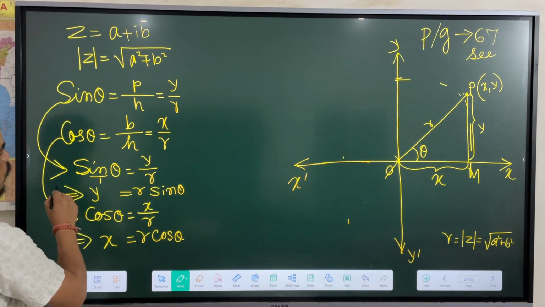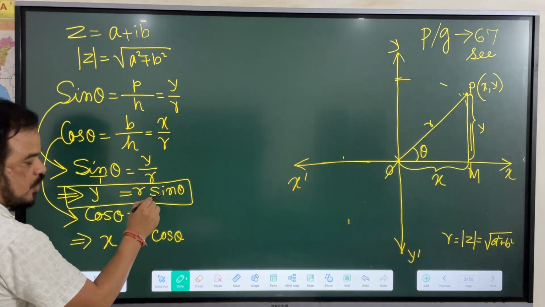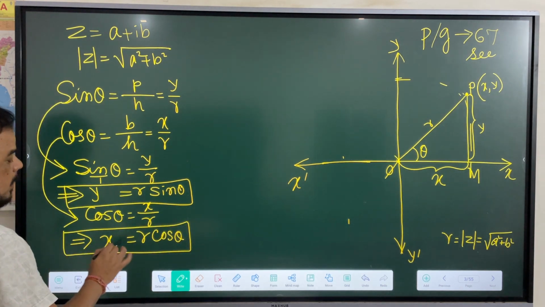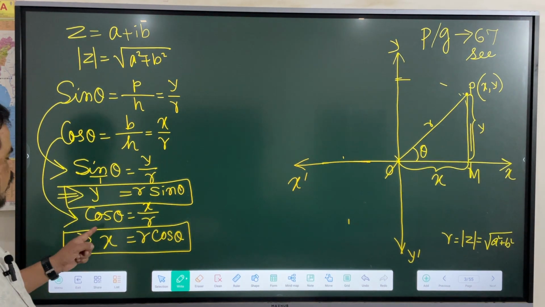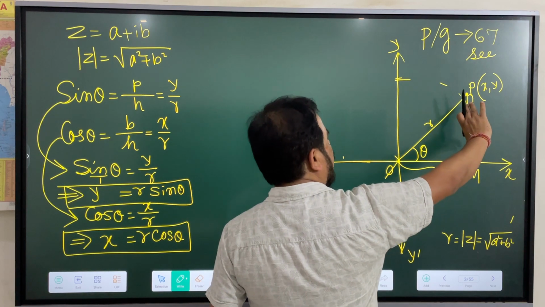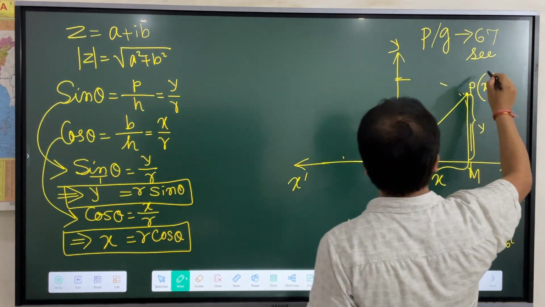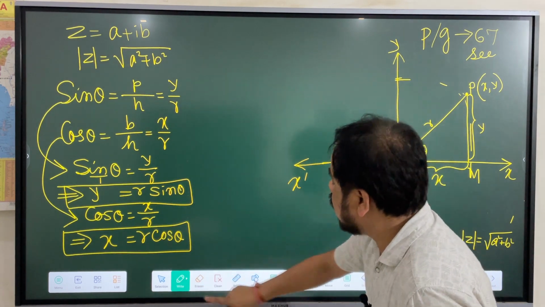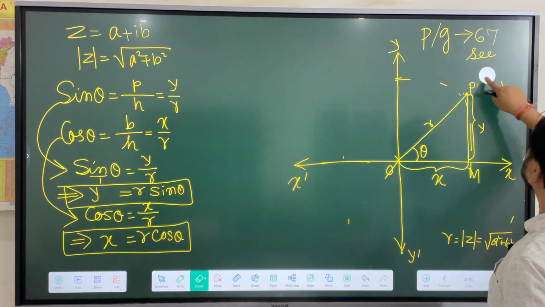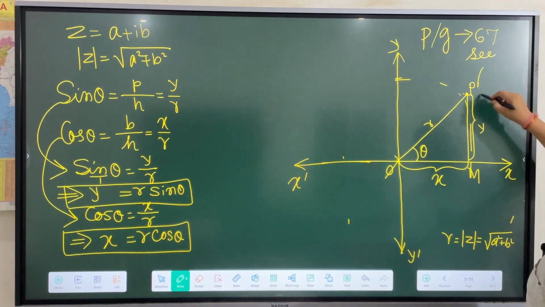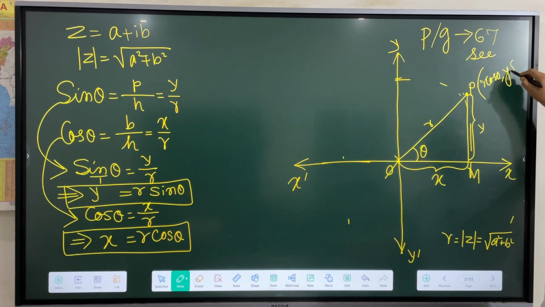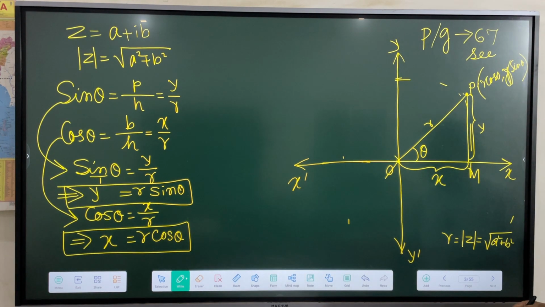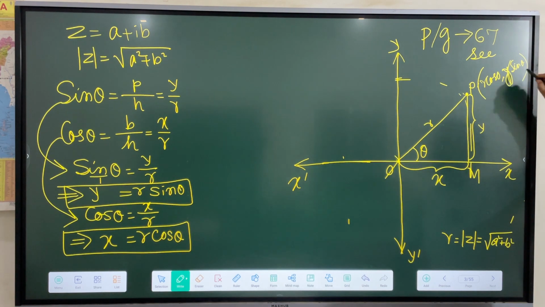We have got the value of y in terms of trigonometrical ratios, and the value of x in terms of trigonometrical ratios. In trigonometric form, we have got the value of x and y. That means the value of this and the value of this we have got. Here we can write now: x is r cos theta, y is r sin theta.